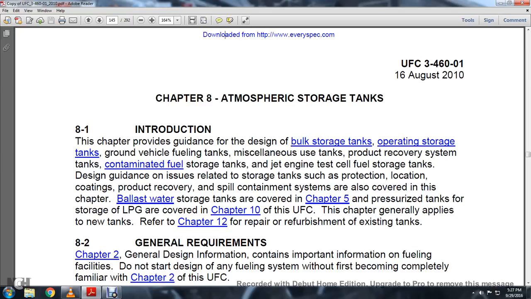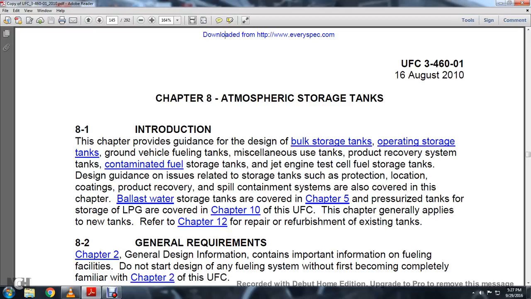8.1 Introduction. This chapter provides guidance on the design of bulk storage tanks, operating storage tanks, ground vehicle fuel tanks, miscellaneous use tanks provided with recovery systems, contaminated fuel storage tanks, jet engine testing, and fuel cell fuel storage tanks. Design guidance on issues related to storage tanks, such as air protection, location, coatings, product recovery, spill, and contamination systems, is also covered in this chapter.